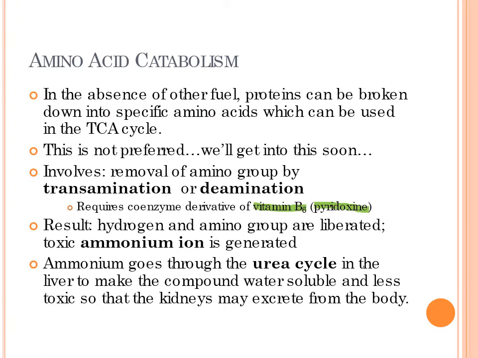The result is the hydrogen and the amino group are liberated from the initial protein, and they come together and form an ammonium ion. And ammonium is actually toxic to our body. And so that's a challenge with breaking down proteins, is we're creating this toxic ammonium ion. Ammonium can go through what's called the urea cycle. This is in the liver, and it makes the ammonium into a water-soluble compound that is less toxic and can then be excreted by the kidneys. But it's still not ideal to create a whole bunch of ammonium in your body.